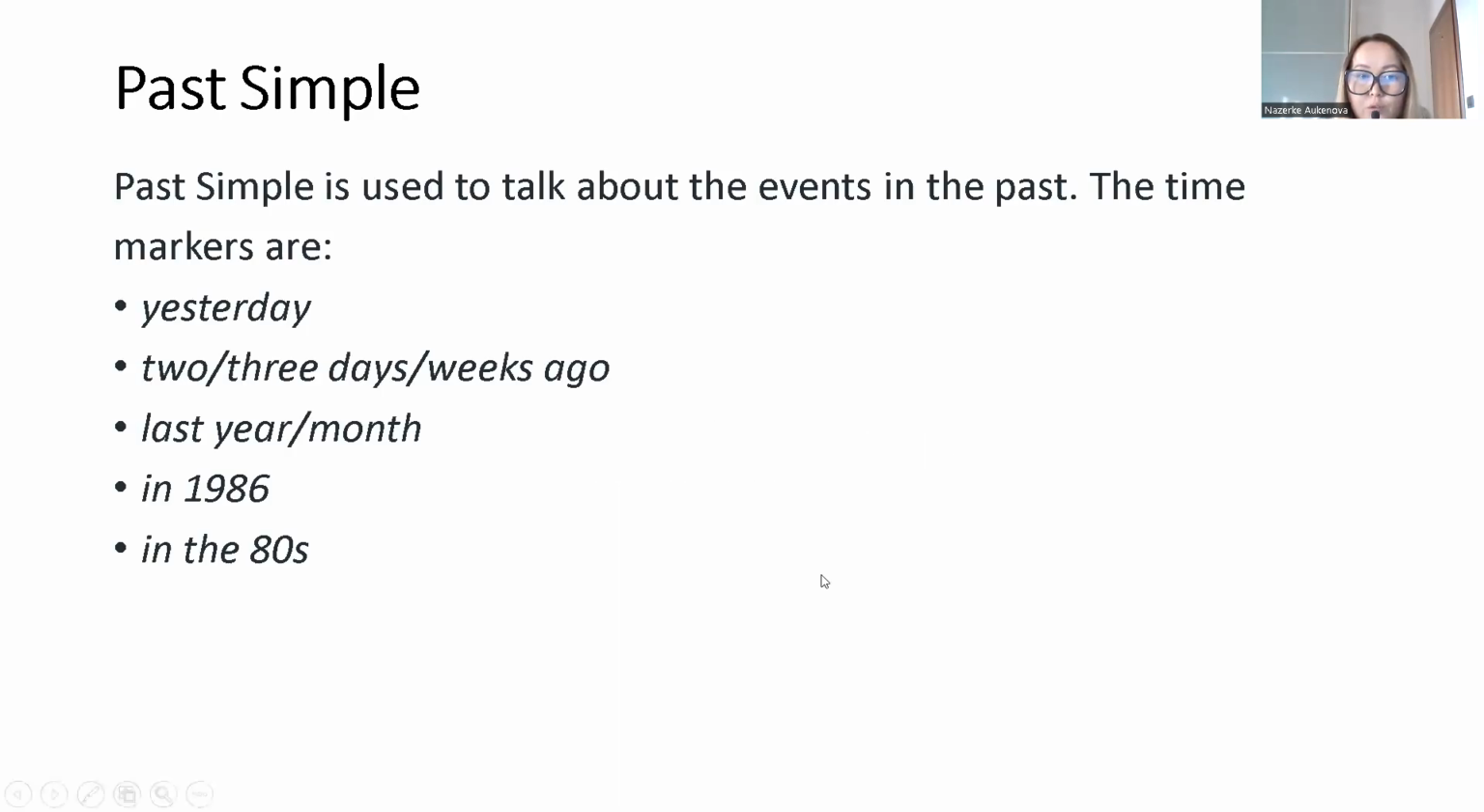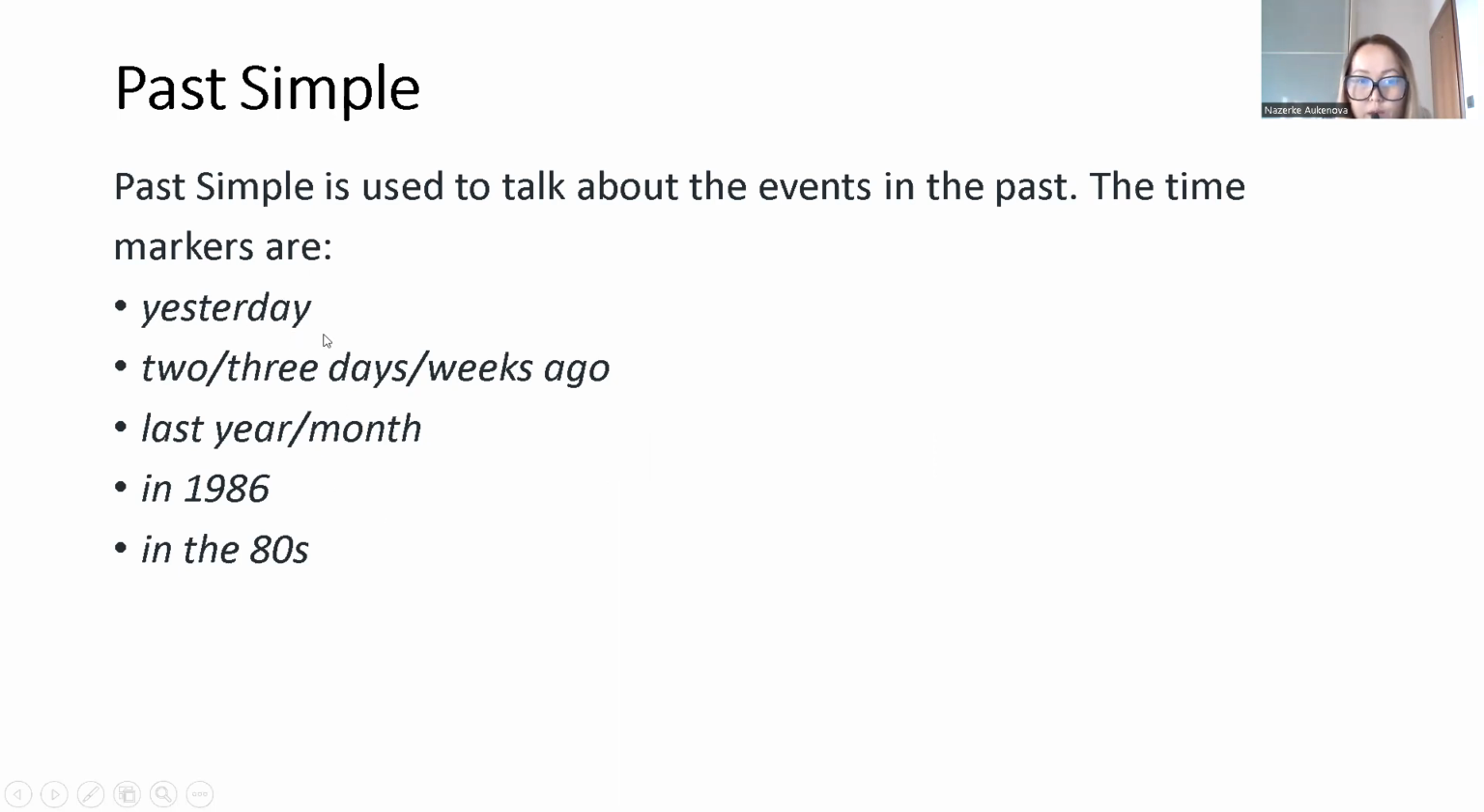Hi everyone. In this lesson, I'm going to explain about past simple. We're going to talk about past simple. So when we use it, past simple is used to talk about the events in the past. So the actions that happened in the past and it's finished in the past. Okay. So we have to use these time markers in the past simple.